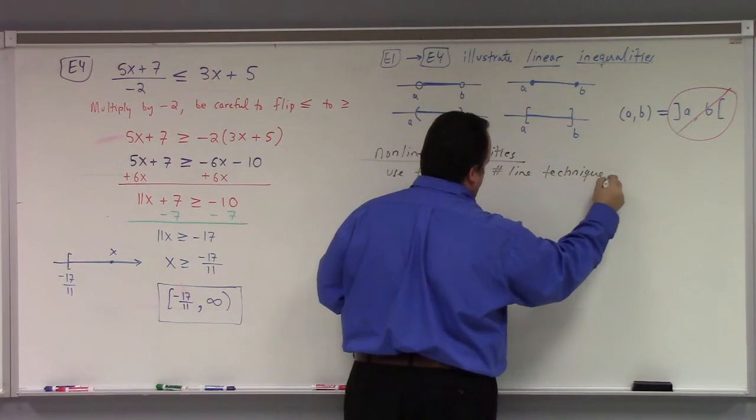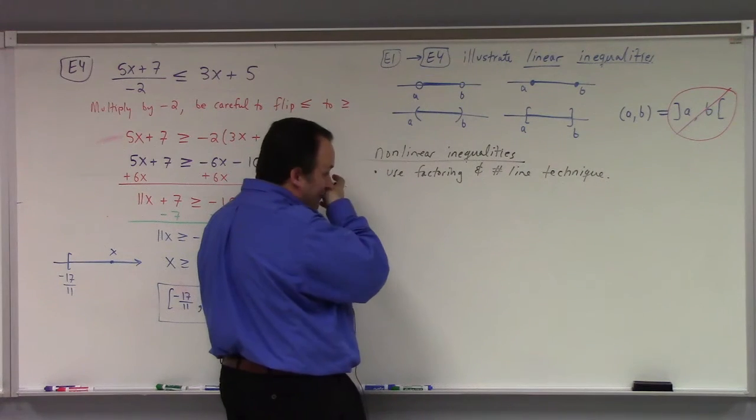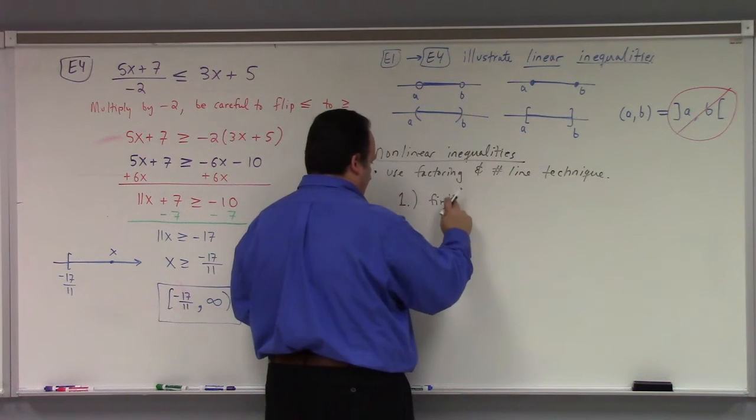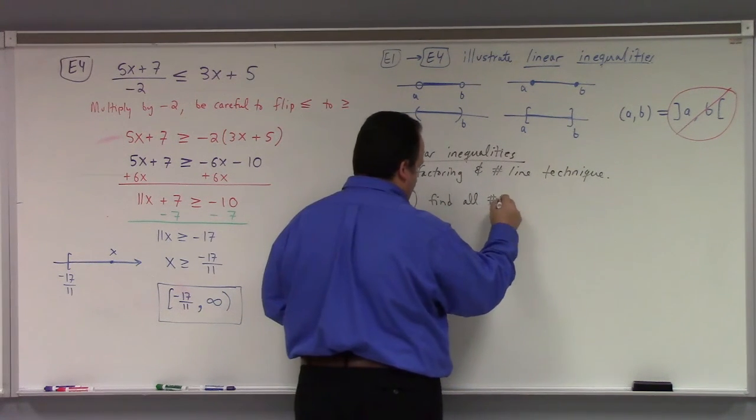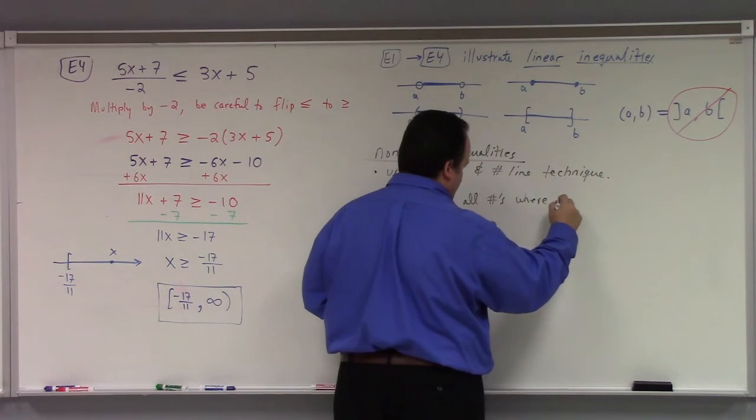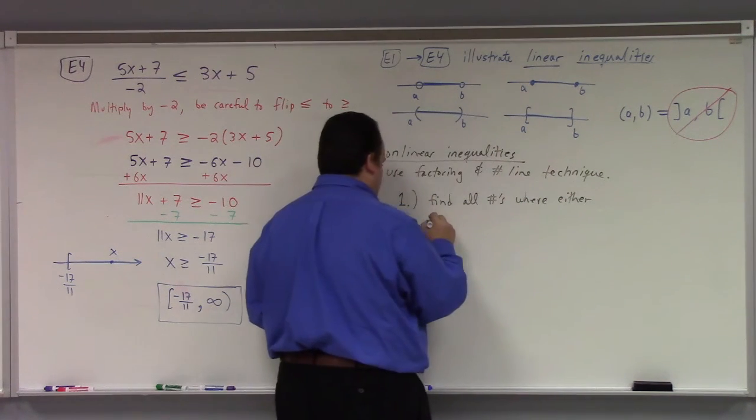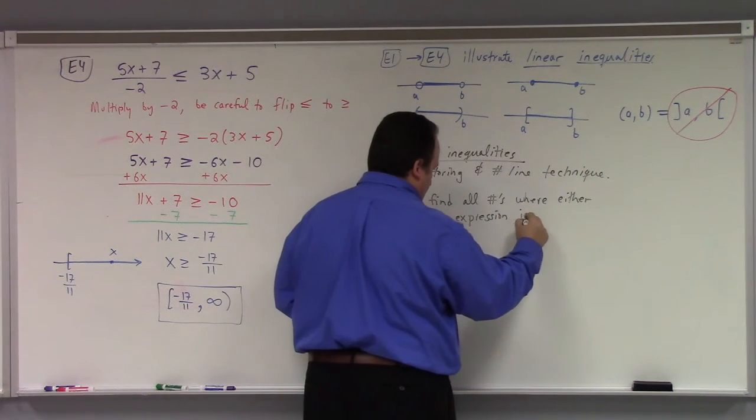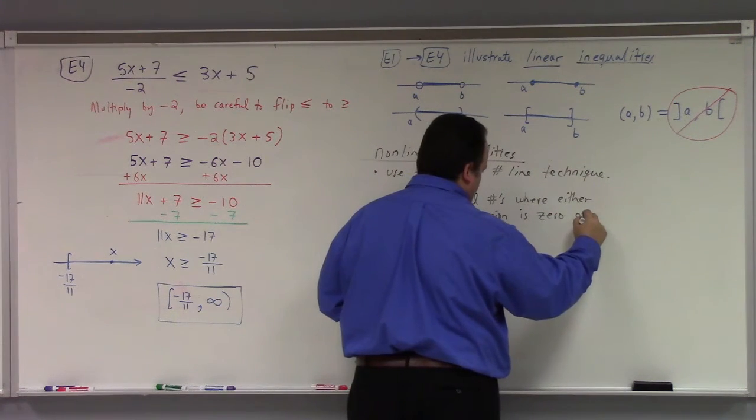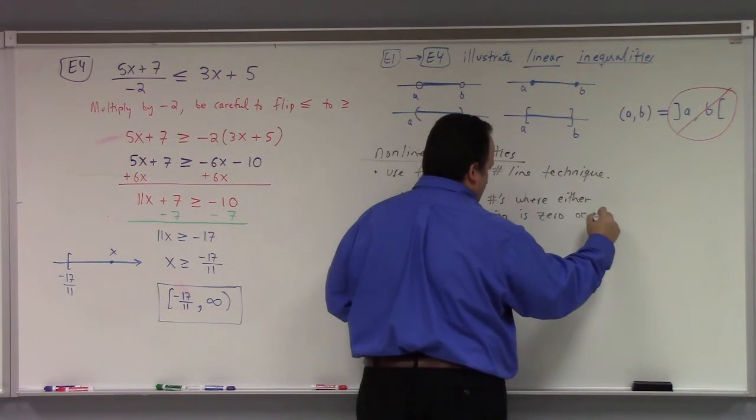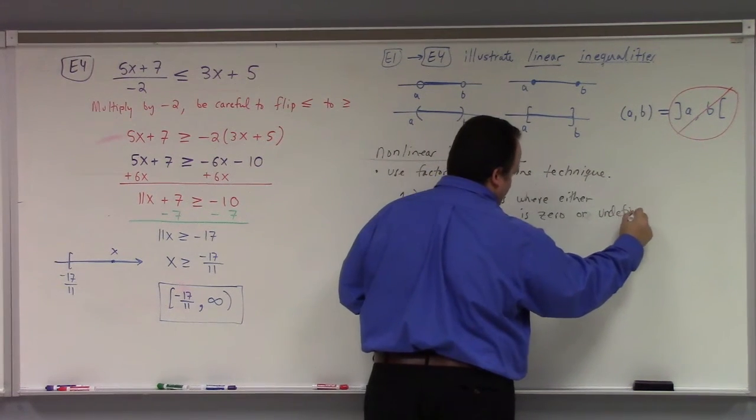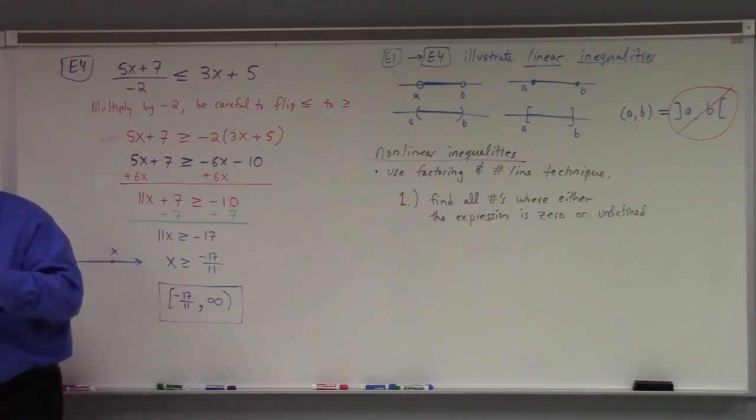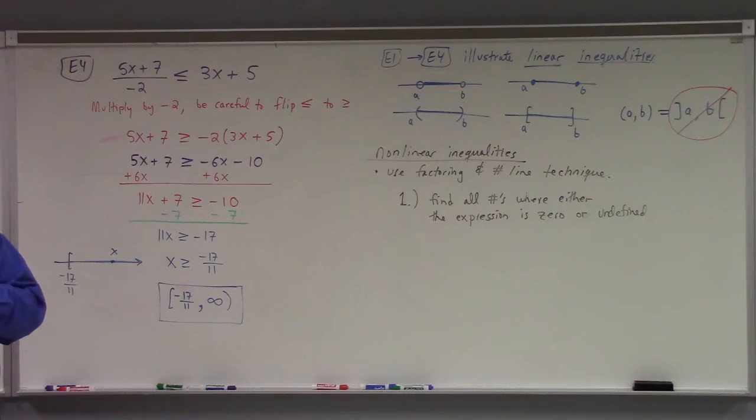All right, here's the basic idea. Step number 1, you find all numbers where either the expression is 0 or undefined. Step number 1, find all numbers where the expression is either 0 or undefined.